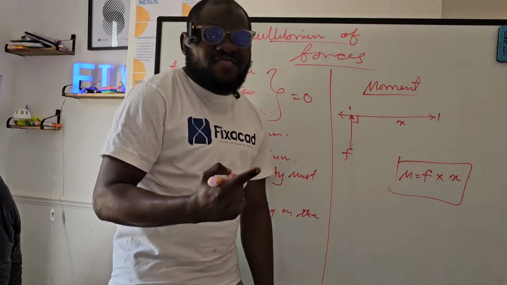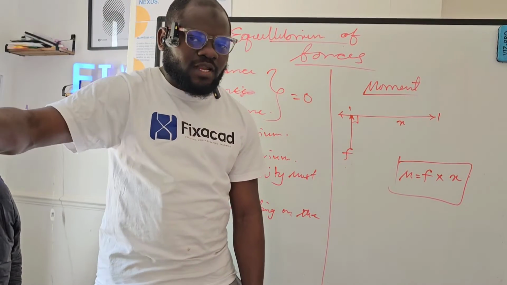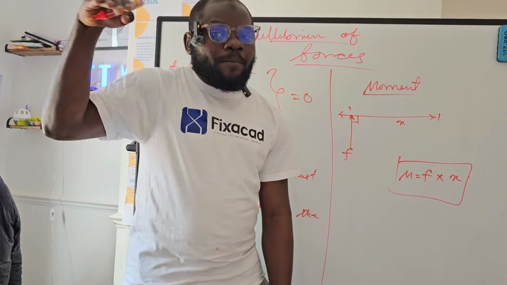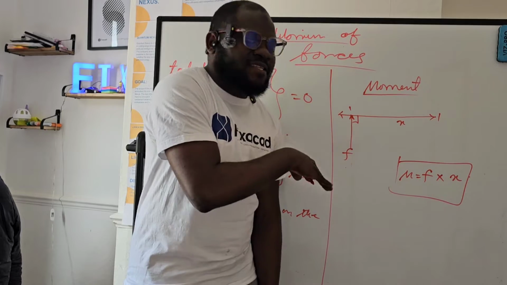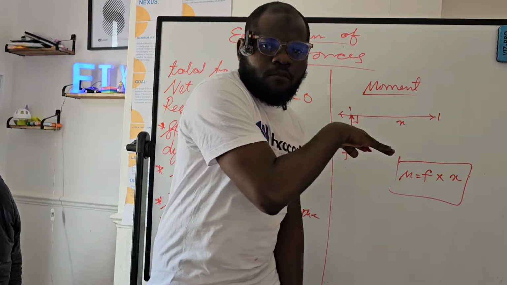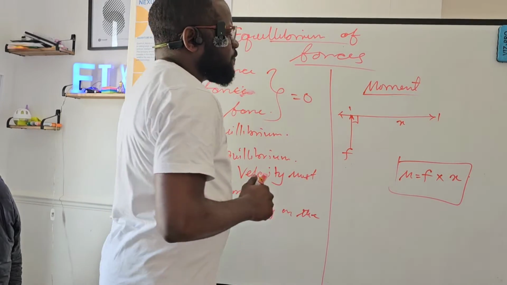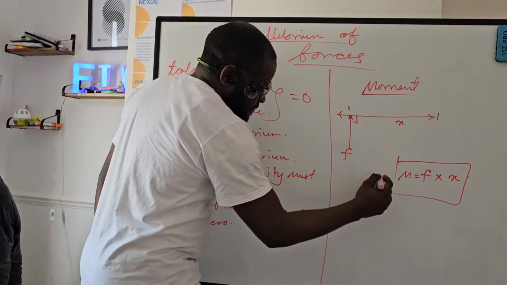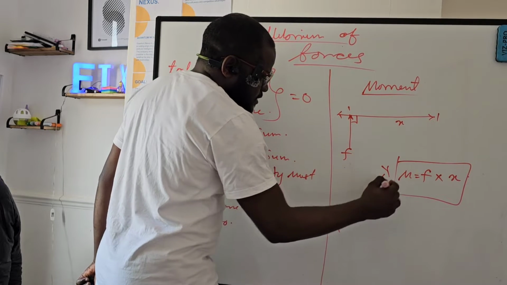Now, when you apply the force to a body and that force is not perpendicular, that means that force is said to not be in moment. I don't know if you get where I'm coming from. Let's take, for instance, that you have a body like this. This is a body. Let me say this is X and this is Y.